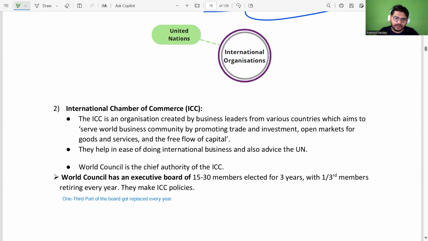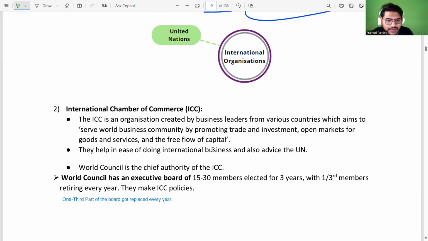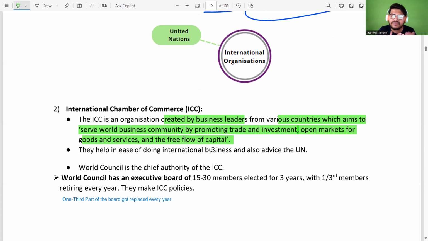If you look at the other body that we have, that is known as the International Chamber of Commerce, it is an organization created by business leaders from various countries which aims to serve the world business community by promoting trade and investment, open markets for goods and services, and free flow of capital. So whenever there is a discussion about free flow of capital, investment, open markets, goods and services, and serving the world business community, we are talking about the International Chamber of Commerce. Understood?